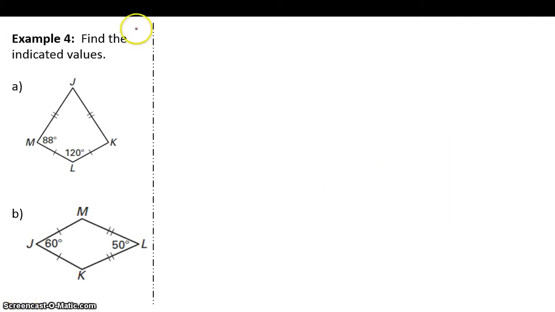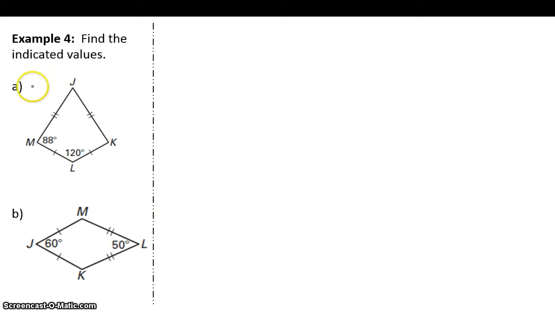All right, so looking at this, find the indicated values. We're just going to find all of the angles. I guess I forgot to put on there which angles. They will in the book tell you what angle they want you to find, but let's find both of the missing angles in each one.